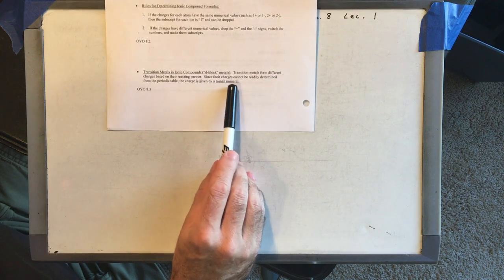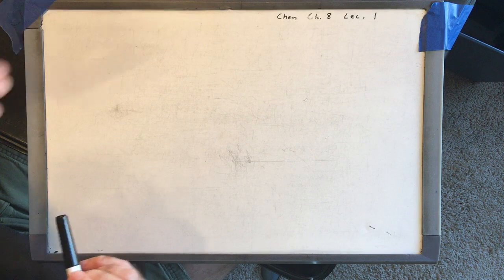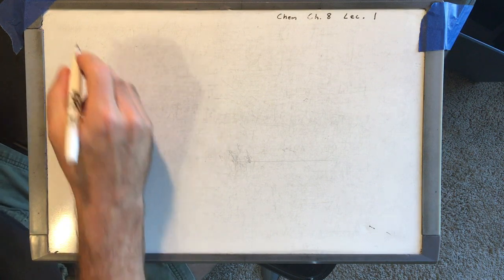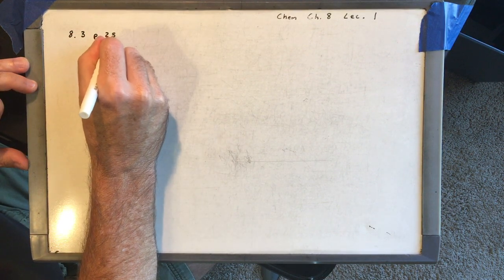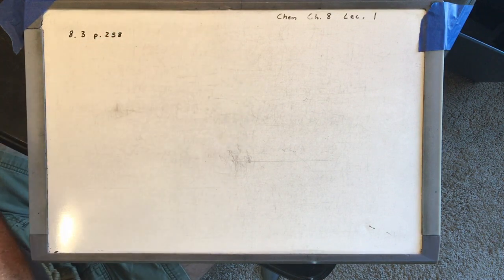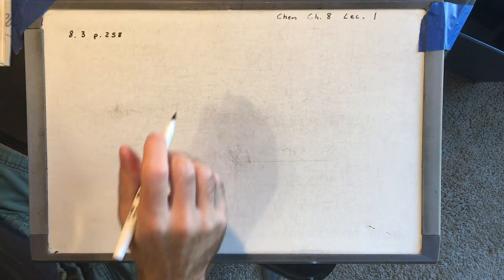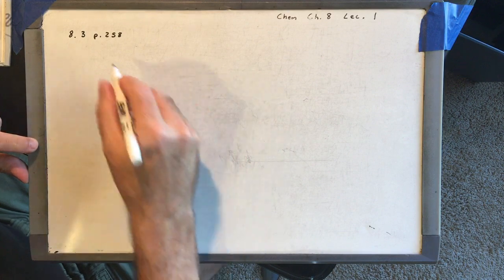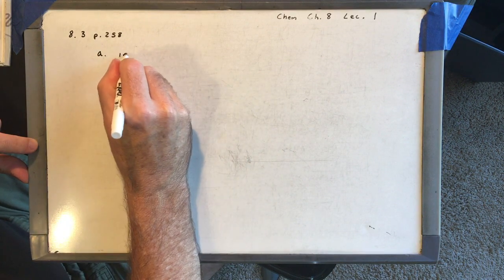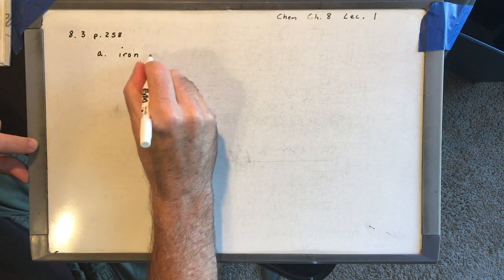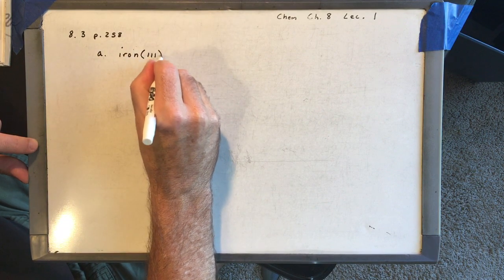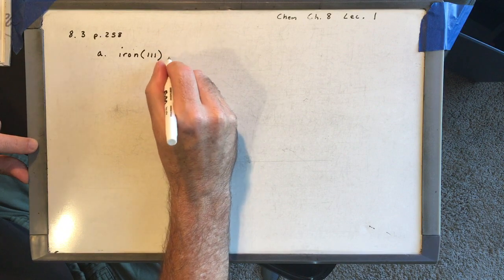So highlight that Roman numeral there. Let me show you what I mean. 8.3 is on page 258. All right, I'm not going to bring the book into view. Hopefully you've got yours there. A, we have iron, and then the Roman numeral 3, fluoride.